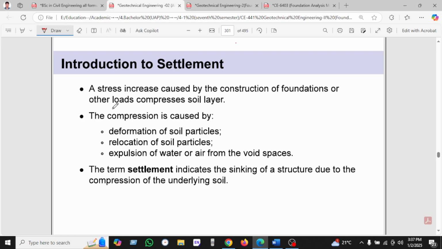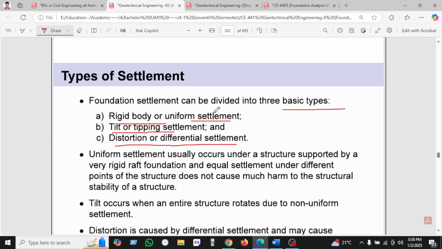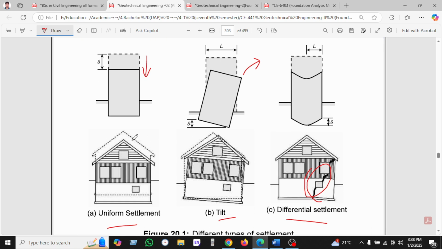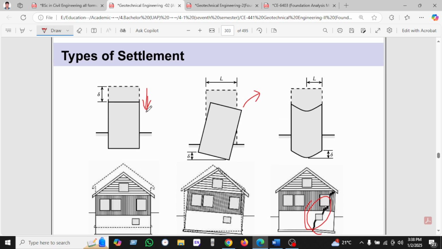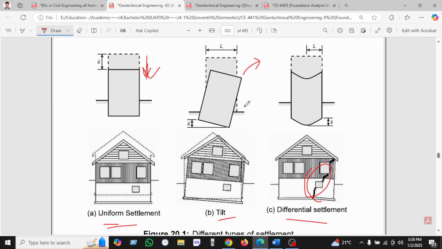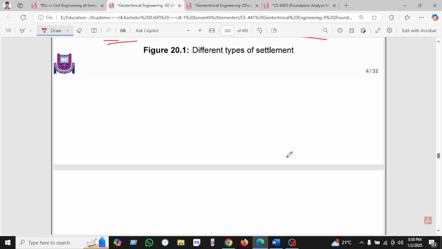Okay, here is an introduction to settlement. The stress caused by the construction of a foundation is a load imposed on the soil. So there is deformation of soil particles, relocation of soil particles, and expulsion of water. The foundation settlement can be divided into three basic types: rigid or uniform settlement, tilting or tipping settlement, and distortion or deformation settlement. You can see here the uniform settlement, which settles vertically, and second, the tilting, which occurs by rotating, and third, the differential settlement, which occurs on one portion, the right side.